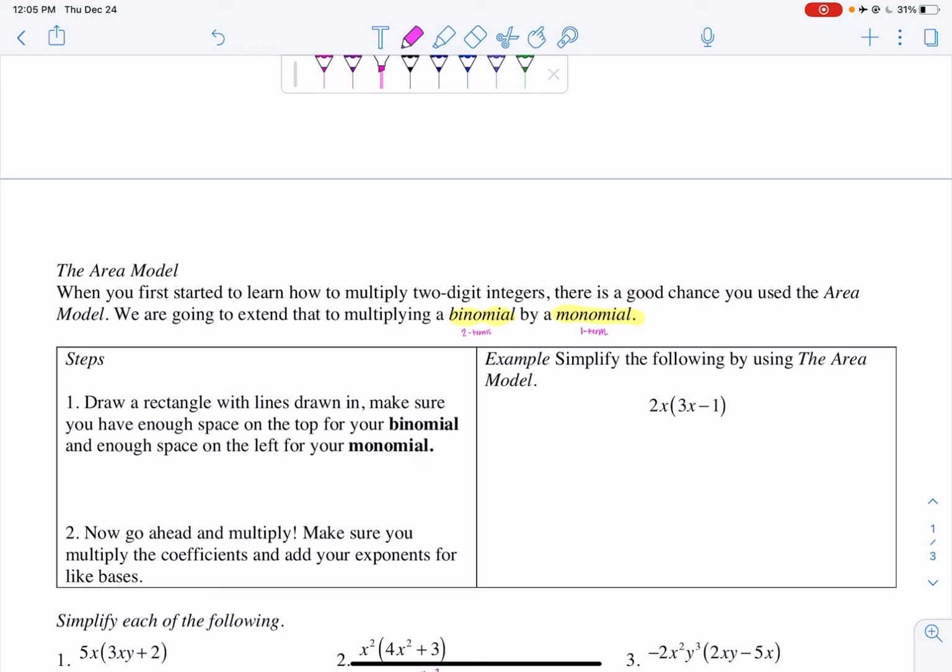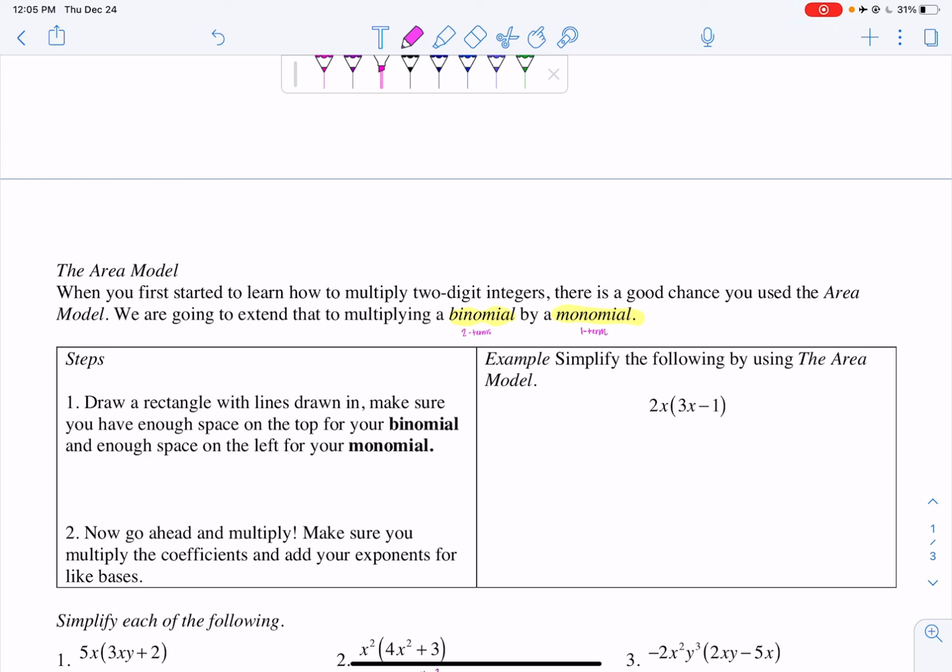You can also multiply a trinomial by a monomial. You can also do a binomial times a binomial. That's what we're going to be doing tomorrow. So the steps. Well, here's our problem. Simplify the following by using the area model. 2x times 3x minus 1.